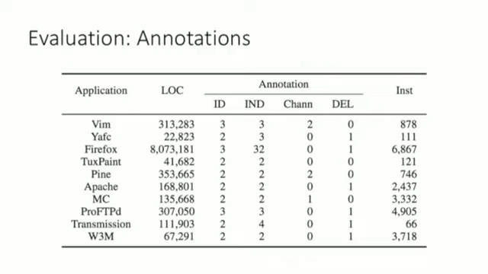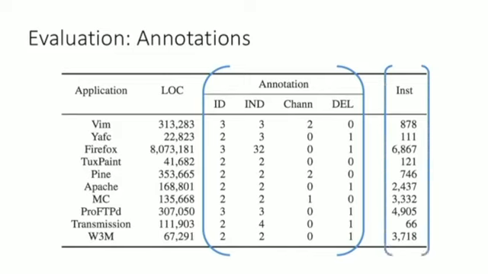And in the rest, I will show some evaluations. First is annotation efforts. Surprisingly, the annotation effort is pretty small. The first column is application. The second column is the program size measured by lines of code. And those four columns show the annotations for different types. ID is the identifier, IND is the indicator, channel variable, and delegators. The last one shows the instrumented places.